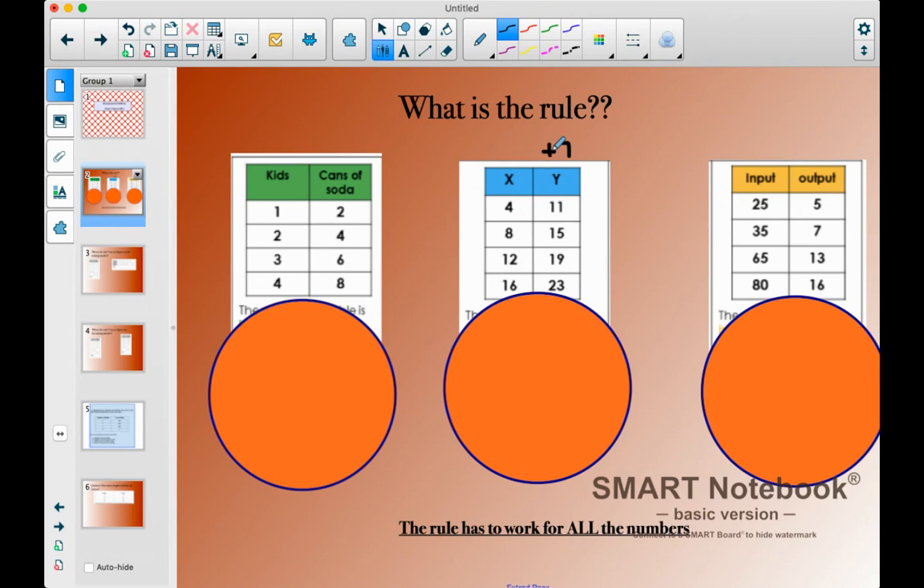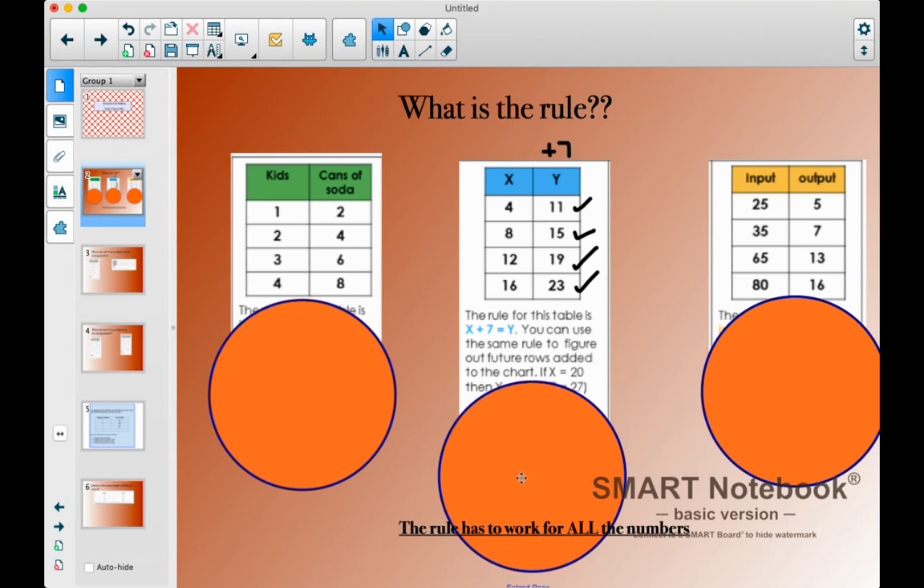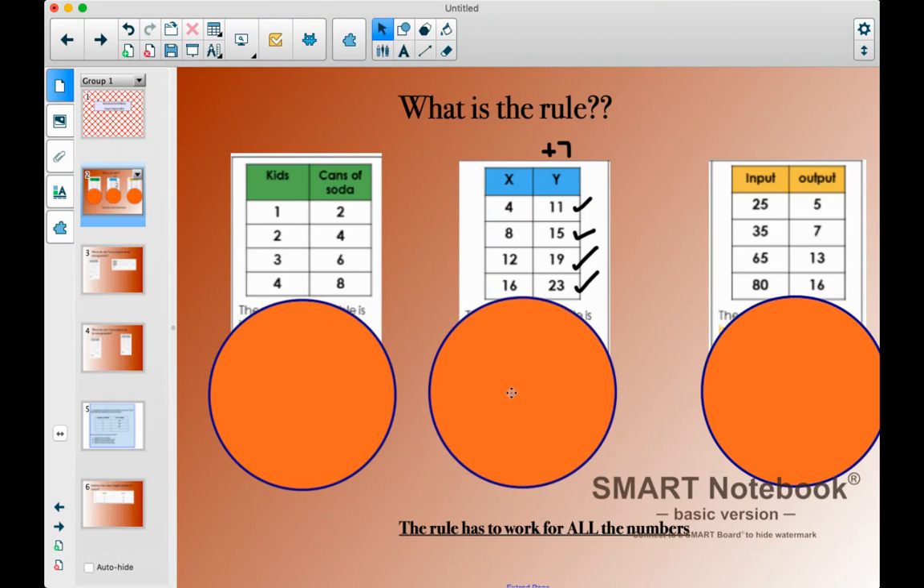So 4 plus 7 is 11. If I take 8 and I add 7, I end up with 15. If I take 12 and I add 7, I end up with 19. If I take 16 and I add 7, I end up with 23. So that means that my rule for this chart is to add 7. So you could just keep it going. You could make it even longer.